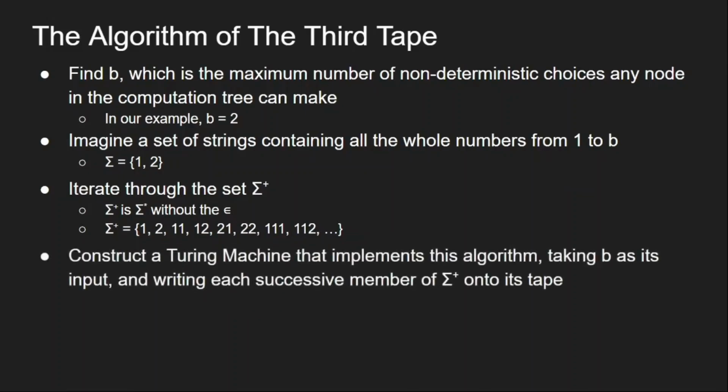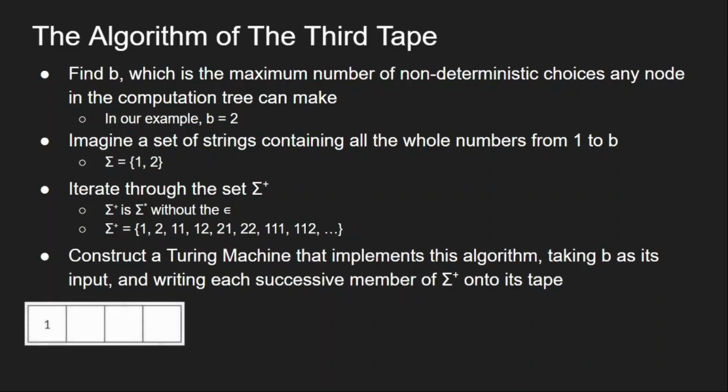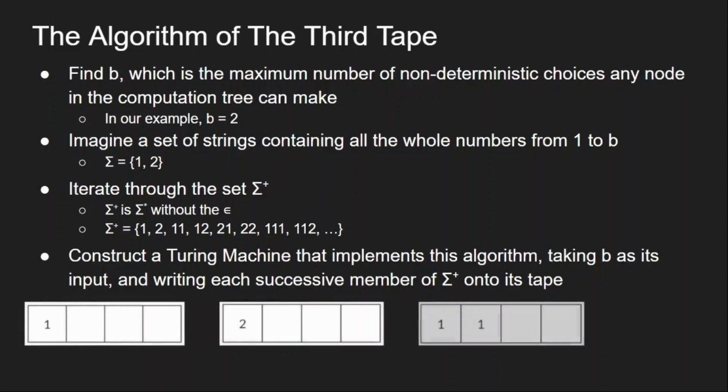Now that we understand the algorithm, we would construct a Turing machine that implements it, which would take B as its input and would write each successive member of sigma plus onto the tape. So this is what its tape would look like. Go through all of the members of sigma plus.